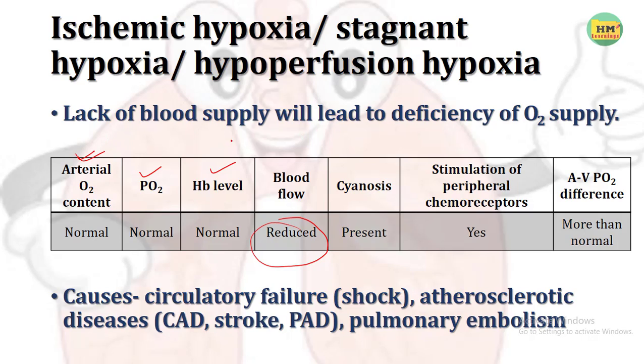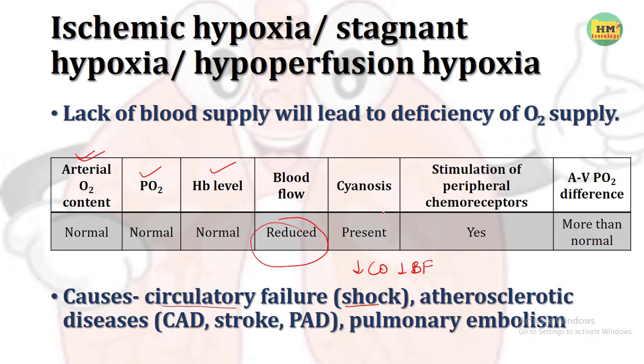And when there is a lack of blood supply, what will happen? There will be no plasma to carry the dissolved form of oxygen. There is no hemoglobin to carry the oxyhemoglobin. So definitely there will be deficiency of oxygen at the tissue level. The causes are circulatory failure, as in shock, where there is decrease in the cardiac output, so there is decrease in the blood flow. In the case of blockages by atherosclerosis, like in coronary artery disease, stroke, peripheral arterial disease, and in pulmonary embolism. So there is a blockage which basically doesn't allow the blood to move forward.